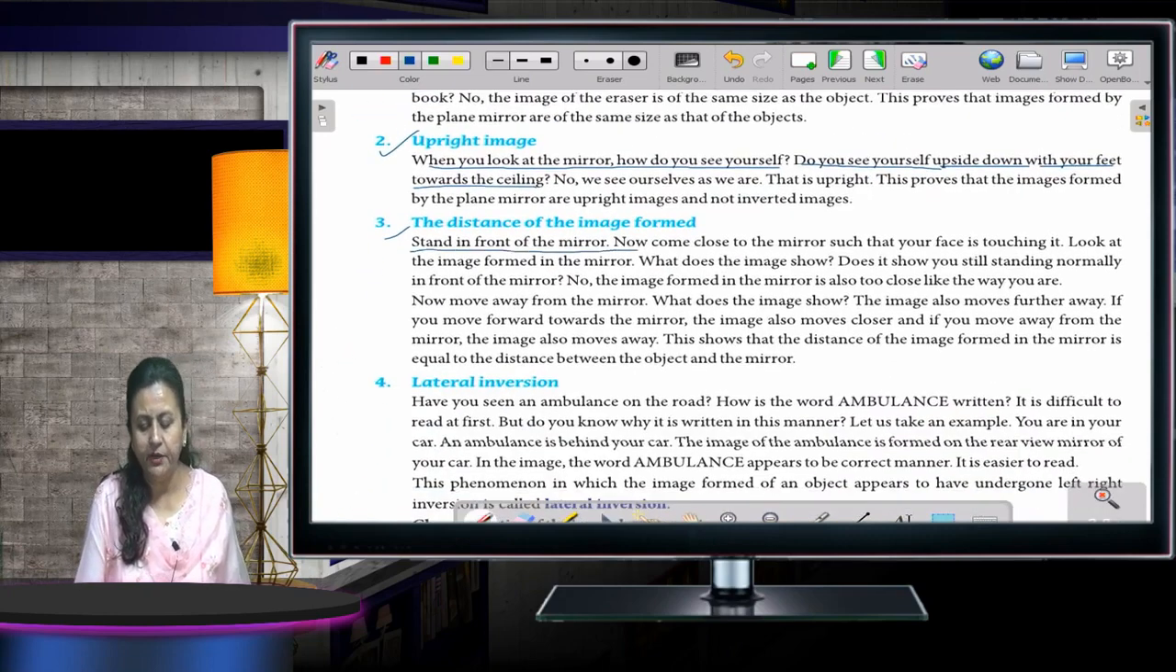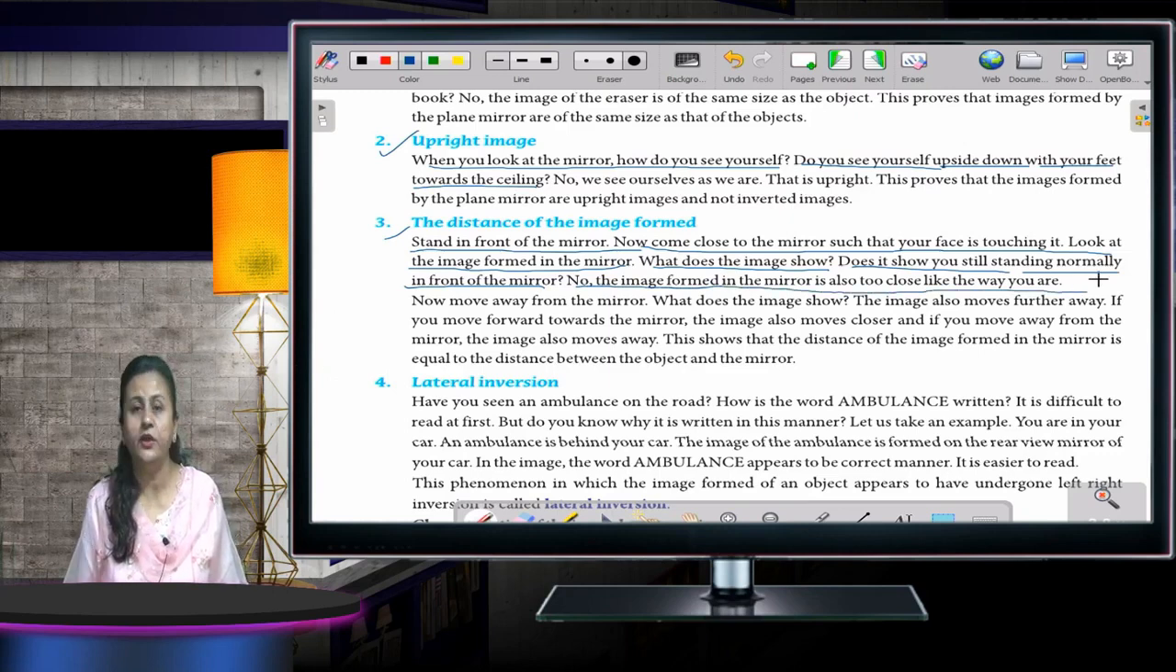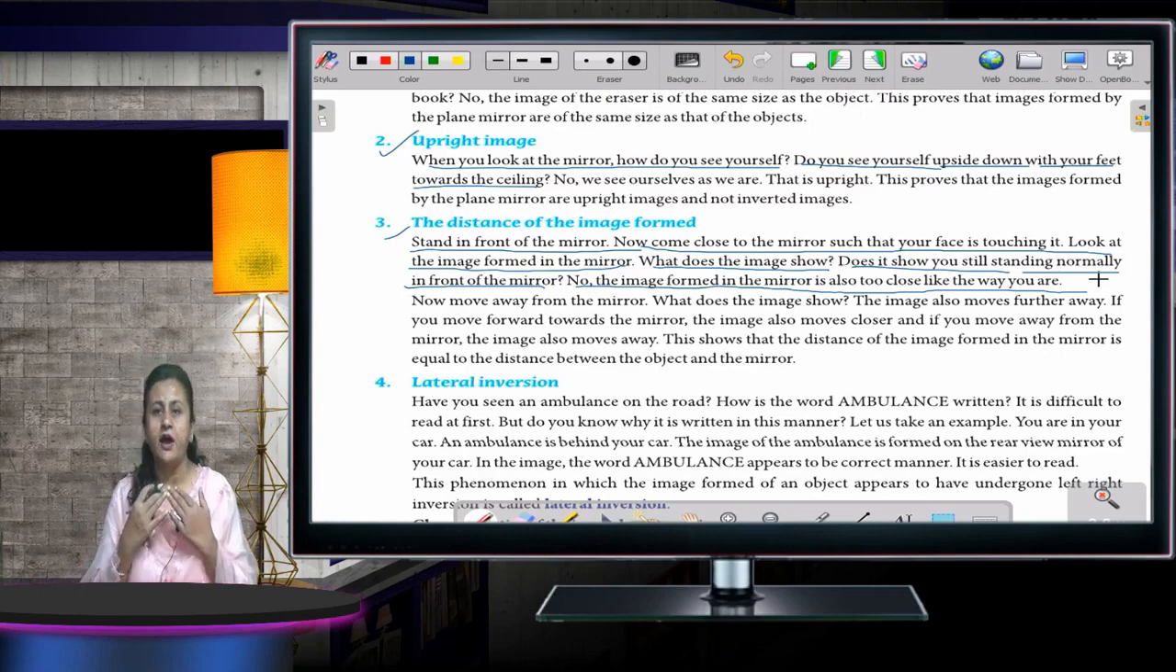Stand in front of the mirror. Now come closer to the mirror such that your face is touching. Look at the image formed in the mirror. What does the image show? Does it show you still standing normally in front of the mirror? No. The image formed in the mirror is also too close, like the way you are. Suppose I am standing in front of the mirror. If I go far, the image will also go far. In case I come closer to the mirror like this, the image which I am seeing in the mirror will also come close. Fine, children.